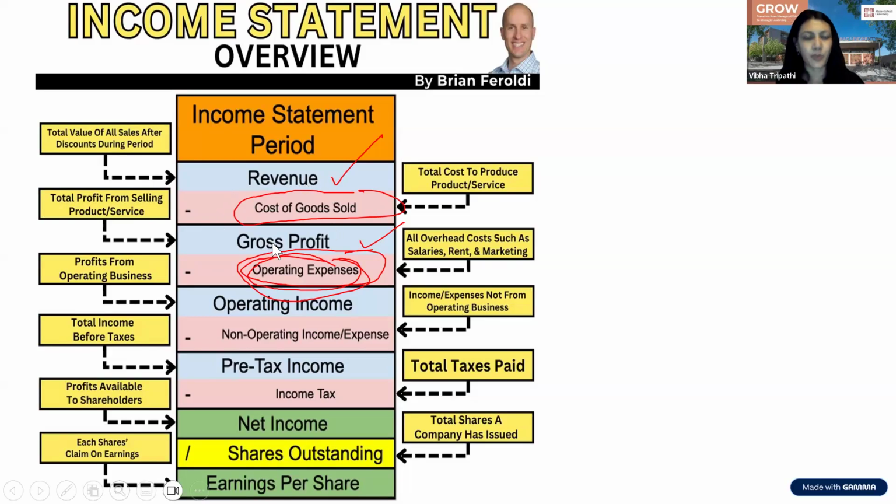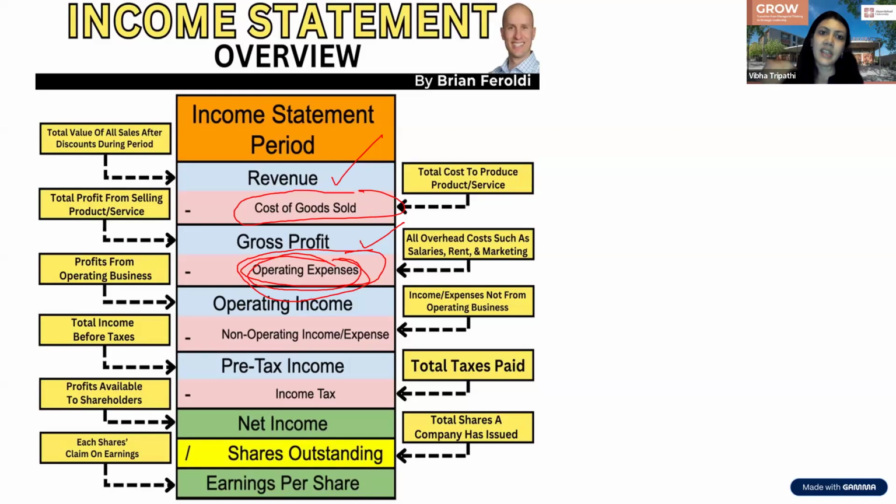What is gross profit? Gross profit tells you what you have earned from your core business. Minus your operating expenses, everything that you have to do to run the business, your salaries, rent, marketing, that gives you your operating income. Once you have got your operating income, you will be adding and deducting certain items. When I say adding, it will be other income, that is income from the investments that you have done in the market.